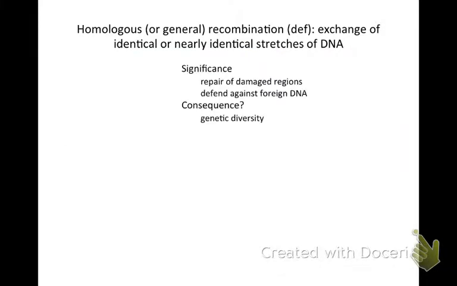Homologous recombination is important for an organism because it can be used to repair damaged regions of DNA. It can also be used to defend against foreign DNA, or in some cases incorporate foreign DNA if there's relatedness in the DNA. And finally, this really is important because it contributes greatly to genetic diversity.